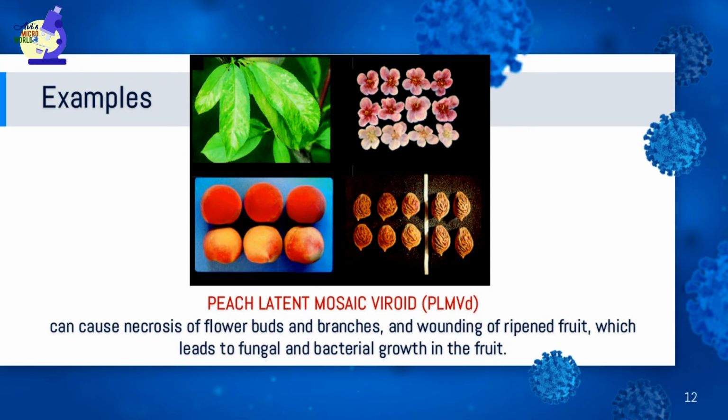The next example is the peach latent mosaic viroid, which is also known as PLMVd, which can cause necrosis of flower buds and branches and wounding of ripened fruits, which leads to fungal and bacterial growth in the fruits. Here you can see the different infections that have been caused due to this viroid.